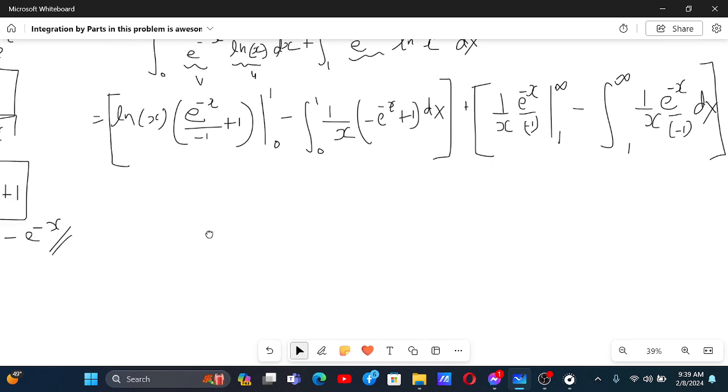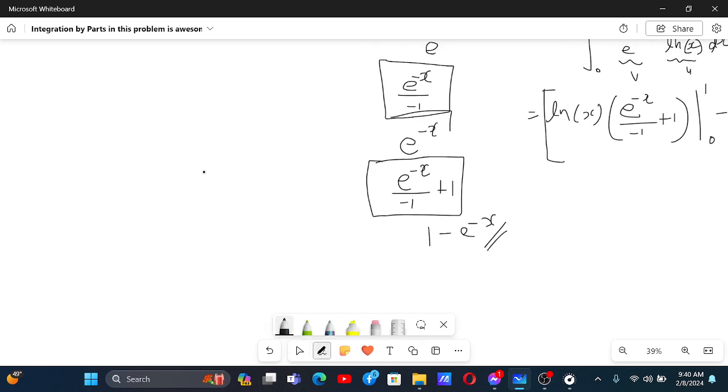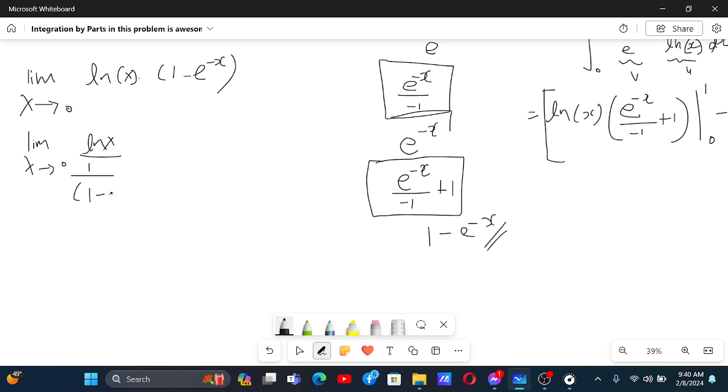And even if we use L'Hopital's rule, it will not be that hard. Let's see. If we use L'Hopital's rule, the limit as x tends to 0 of ln x by 1 minus e to the power minus x. Now we have to take it to the form of infinity by infinity or 0 by 0. So that's why we will try to take the second expression in the denominator, 1 by 1 minus e to the power minus x.